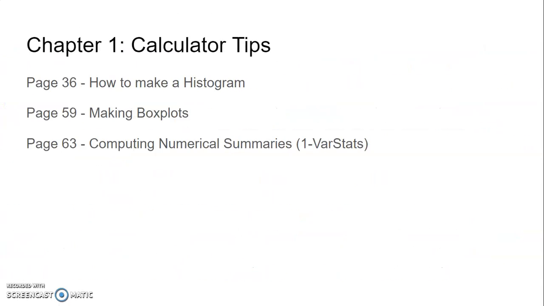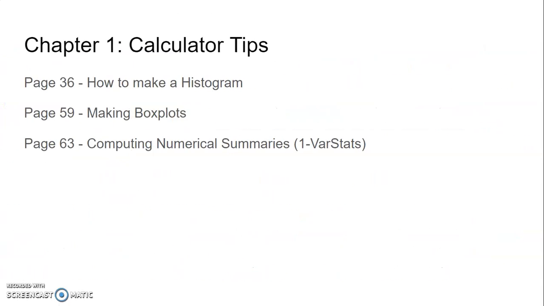Things you should probably know how to do on your calculator, looking back on page 36: Do you know how to make a histogram and change the width of the histogram? How do you make box plots? And how do you do your numerical summaries, the one-var stats options? Those are some things you should know from chapter 1. I really recommend that you go back through and read some of the chapter reviews and look at the chapter summaries as you start to review for the AP exam.